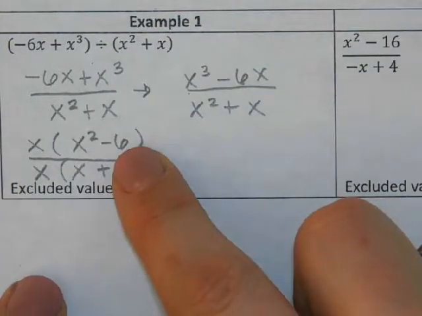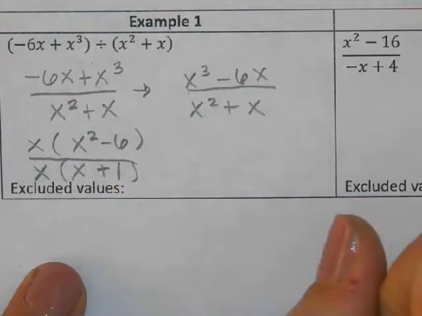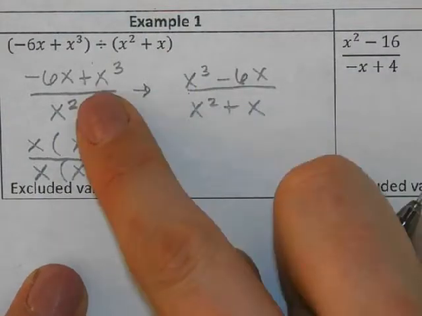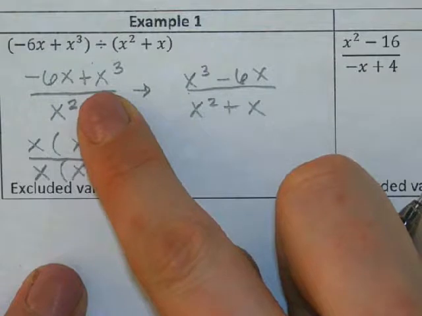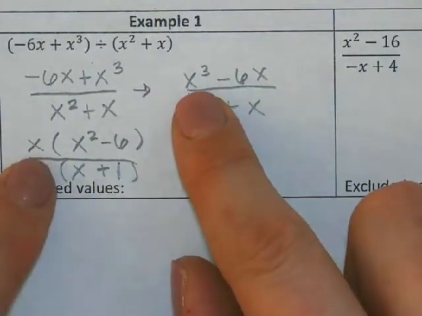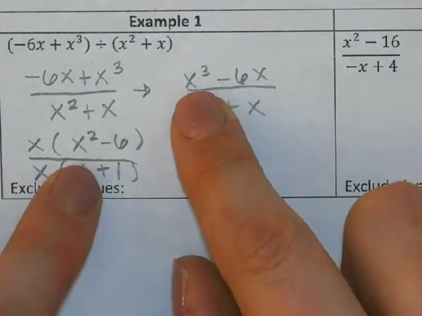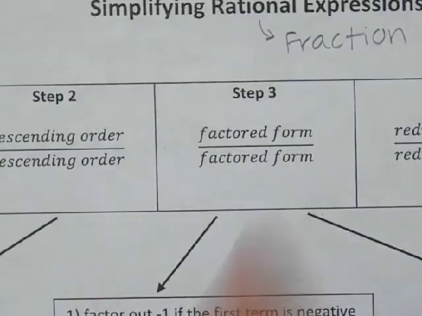I think you took the negative out of the x to the third, and the x to the third did not have a negative. Yeah, we took an x out of x to the third and put it in the front, and that's how we got x squared. Yeah. All right, so we did step 3. We did the factored form over the factored form.